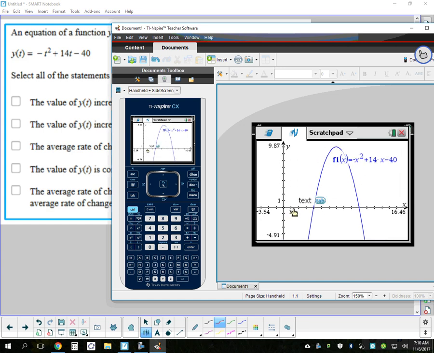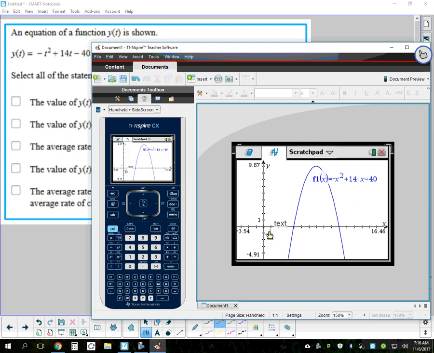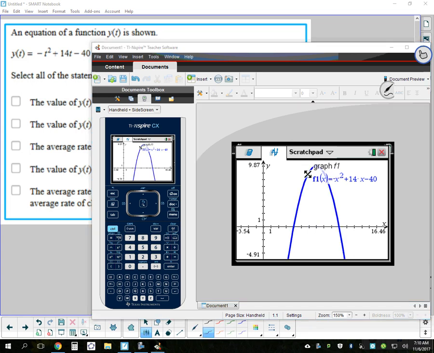I'm counting by ones, and they want us to look at the interval from 6 to 8. So from 1, 2, 3, 4, 5, 6. Let me see if I can write on it. 1, 2, 3. So from here to 8. Let me see, did I count that right?